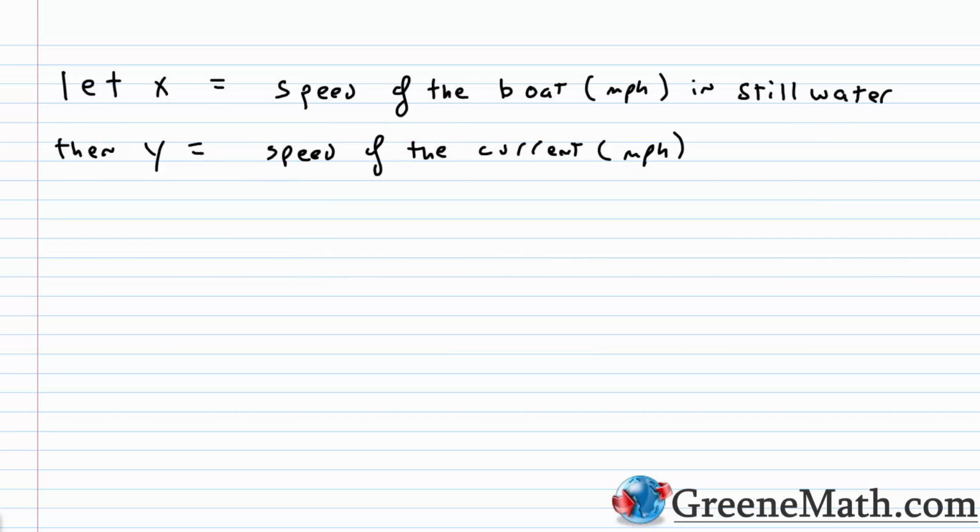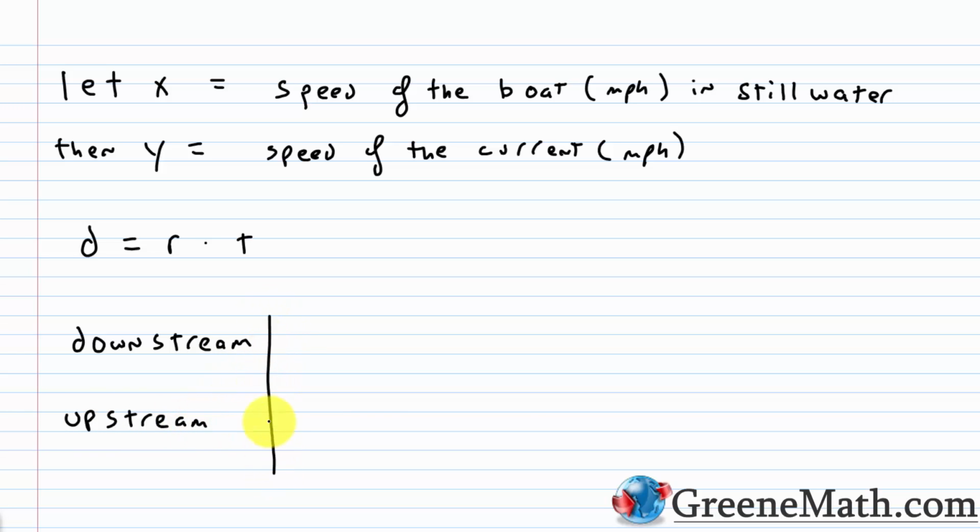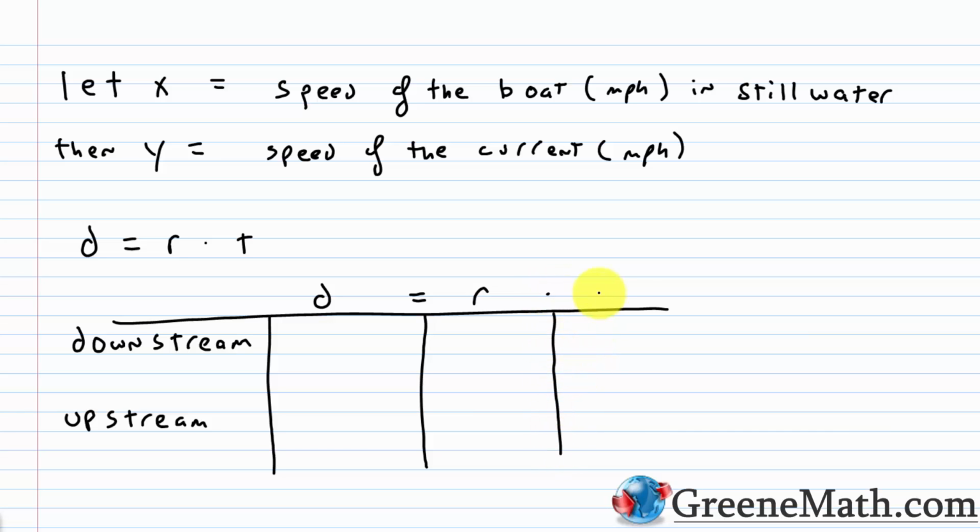This is a motion word problem. So for a motion word problem, we think about the distance formula, right? Distance is equal to the rate of speed times the amount of time traveled. And a lot of times when we have a motion word problem, it's usually easiest to just use a little table. So you have two scenarios. The first one would be downstream. The second one would be upstream. So you have your distance, and that's equal to the rate times the time. So let's see if we can fill in this information.